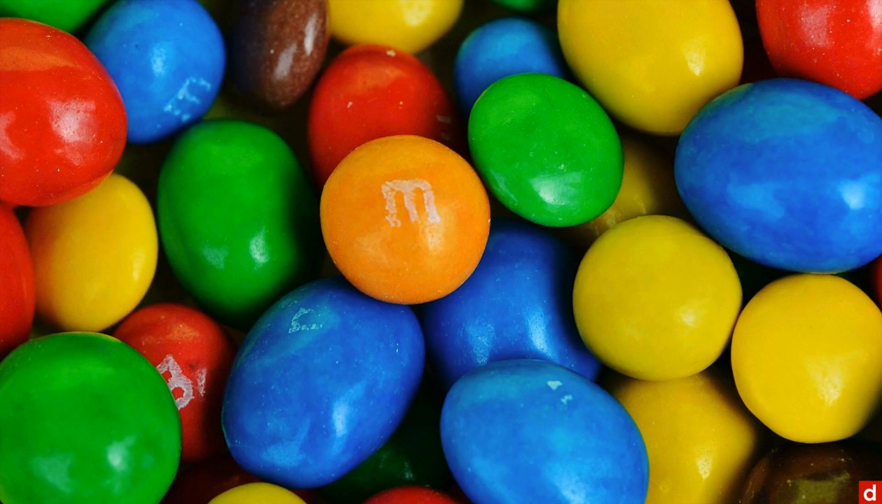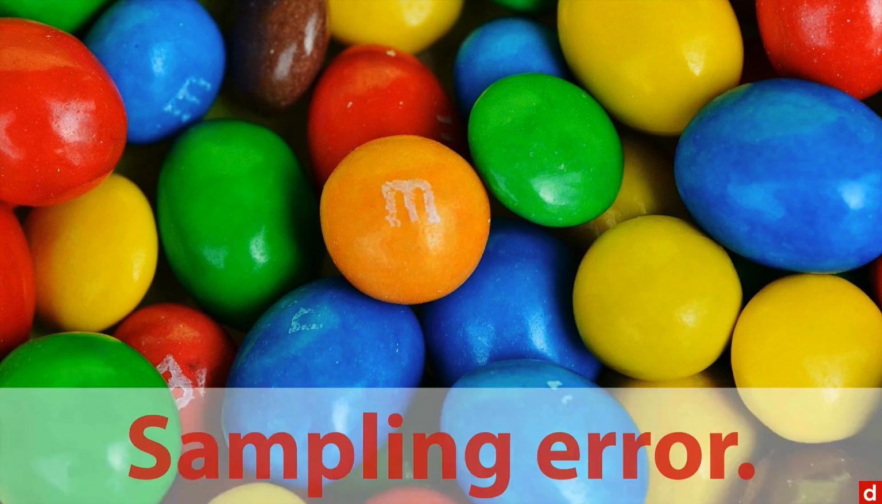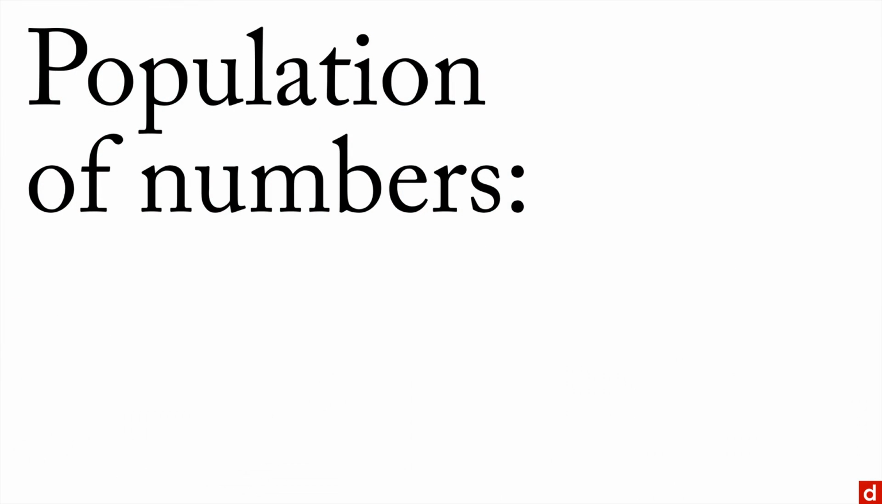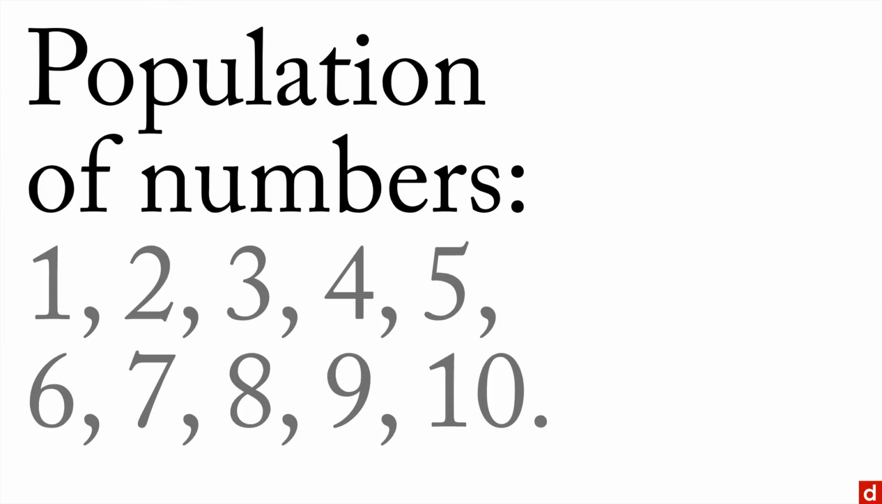Now, what makes both of these tricky is the basic concept of sampling error. I have a colleague who demonstrates this with colored M&Ms. What percentage are red? And you get them out of the bags and you count. Now, let's talk about this. A population of numbers. I'm going to give you just a hypothetical population of the numbers 1 through 10.